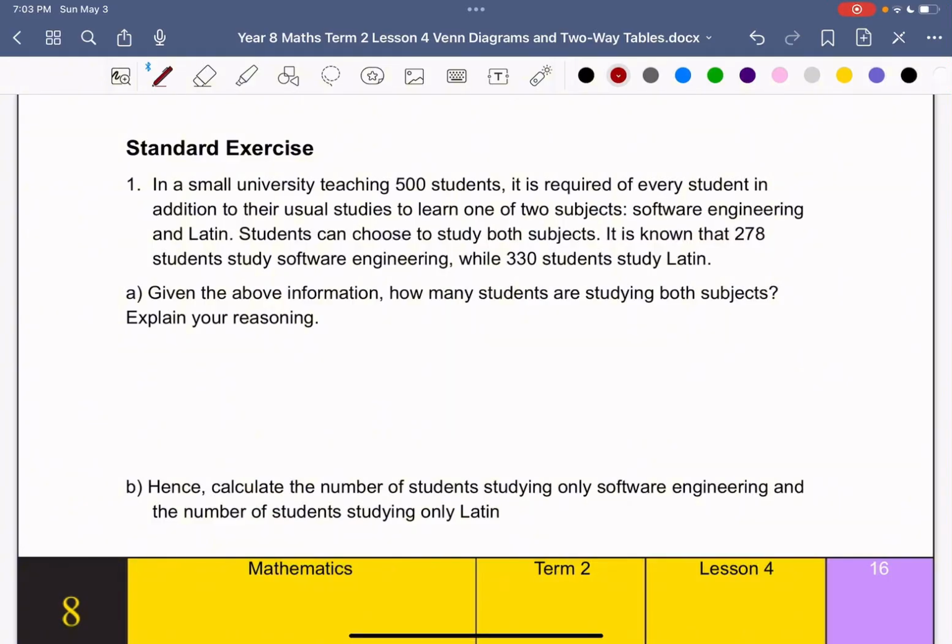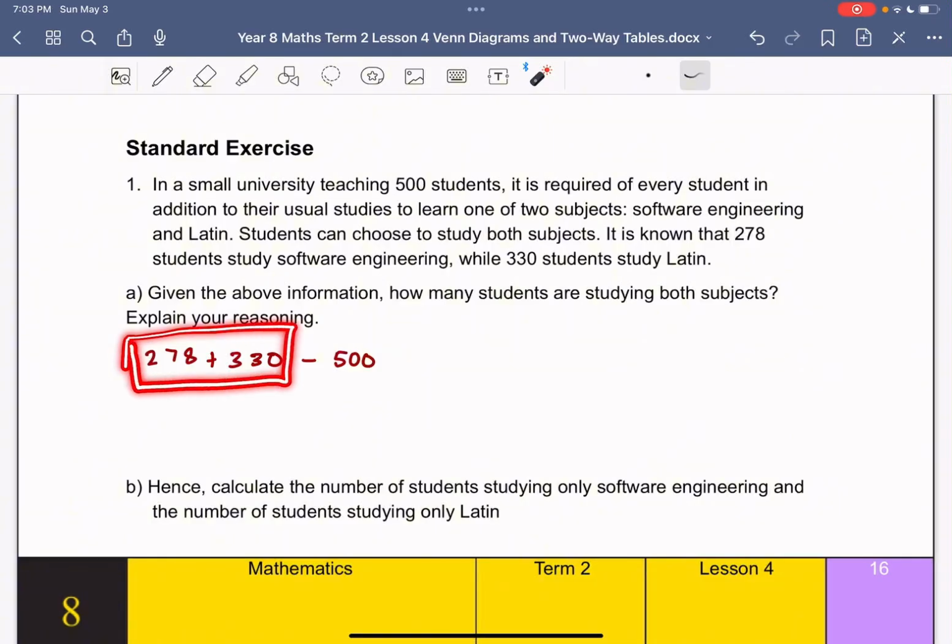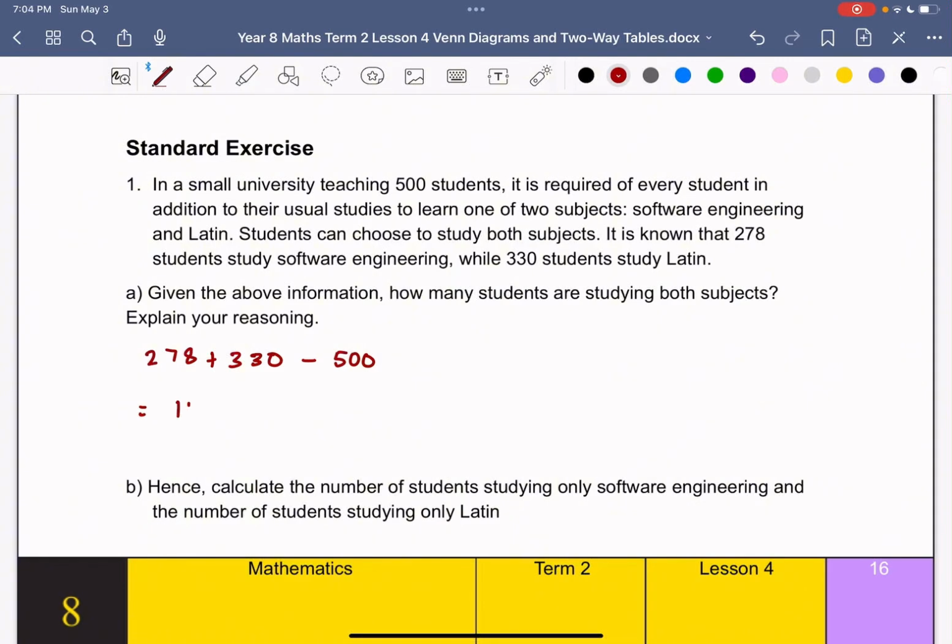Now, how many people have chosen software engineering? It's 278. Plus 330 students have chosen Latin. Now, this number is greater than 500. If it's greater than 500, whatever the extra number is, is the amount of people that do both. I'm going to add these together and then minus the total amount of students. That will give me the overlap. The overlap is how many students do both subjects. So this gives me 108 students.